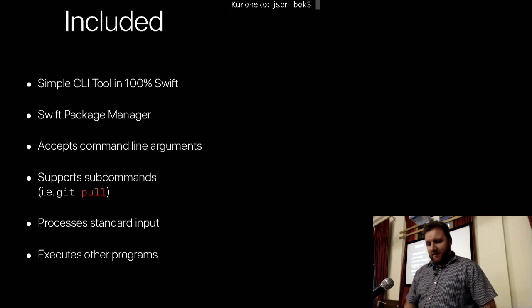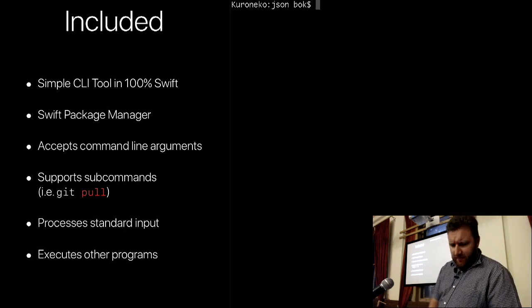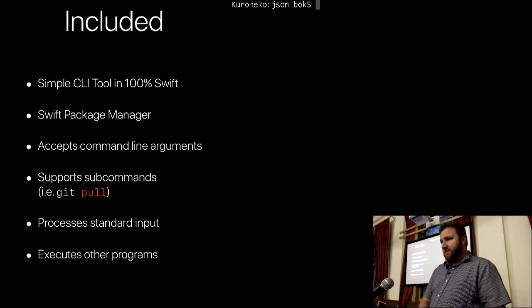Hooray. What we're going to look at very quickly, and when I timed this yesterday, I went well over time, so I'm going to skip through a lot of stuff that's not specifically related to Swift on the command line or Swift Package Manager. But we're going to build a very simple Swift tool. Going to use Swift Package Manager. It will accept command line arguments. We'll have some subcommands in there as well, like a git pull or your git clone, that sort of thing. It will accept standard input, and it will execute out other programs.